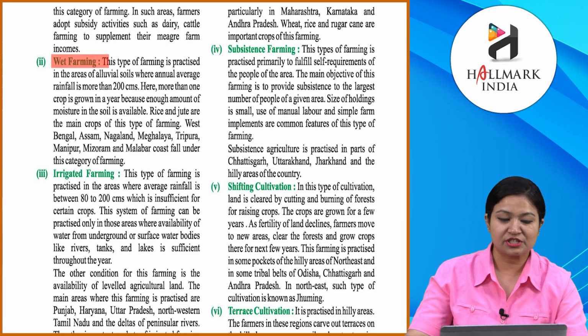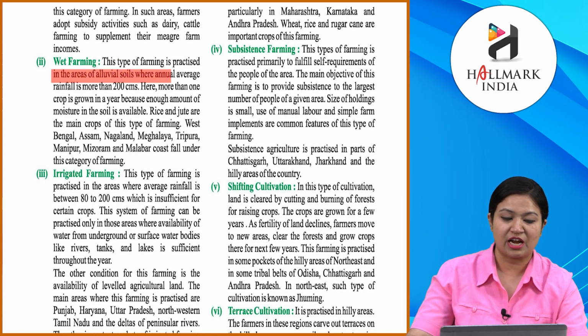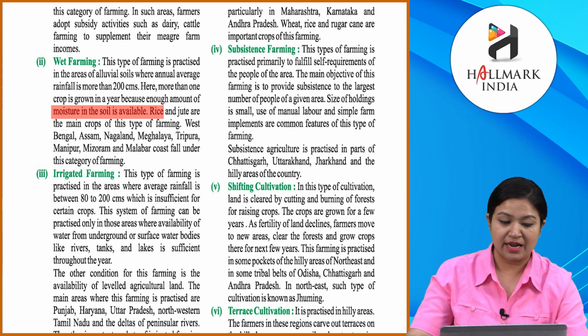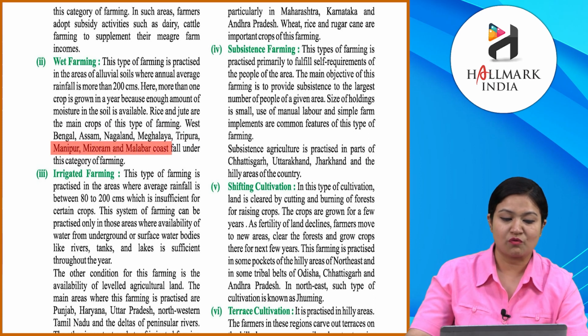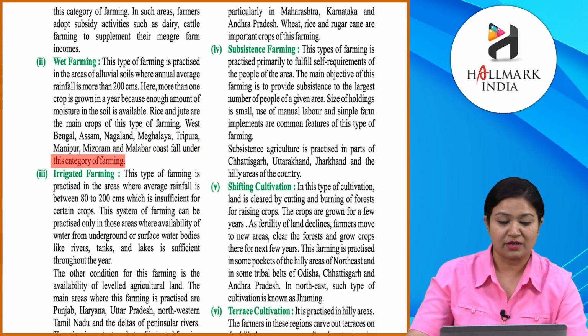Wet farming. This type of farming is practiced in the areas of alluvial soils where annual average rainfall is more than 200 centimeter. Hence, more than one crop is grown in a year because enough amount of moisture in the soil is available. Rice and jute are the main crops of this type of farming. West Bengal, Assam, Nagaland, Meghalaya, Tripura, Manipur, Mizoram and Malabar coast fall under this category of farming.